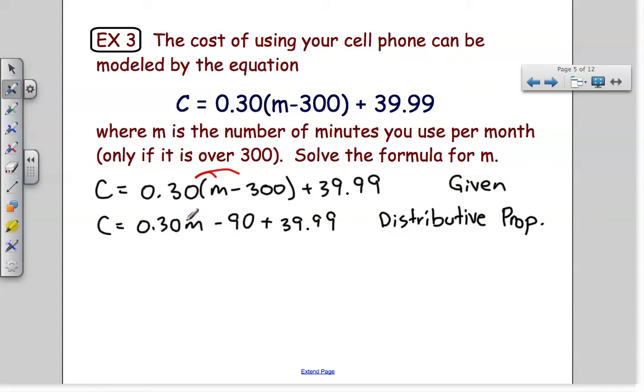Remember how I'm trying to get m alone? It looks like right now, though, I have two numbers on this side of equals, so I could combine those like terms there. So now I have that cost equals my 30 cents times m, and a negative 90 and a positive 39.99 would be a negative 50.01. What did I do here? Well, I looked at the fact that I had two numbers and I combined those like terms. So combine like terms is actually my reason there.